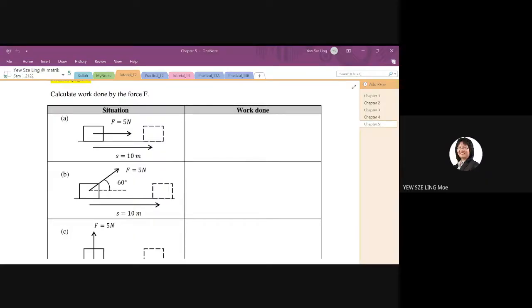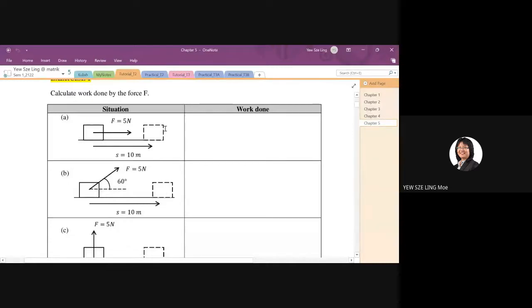Okay, so we're beginning chapter 5 today. We finished chapter 5 in a lecture, I think 2 weeks ago. So today we're going to do exercises, a practice on chapter 5.